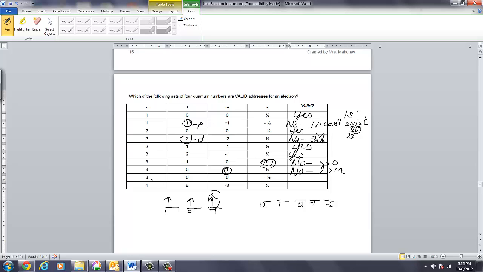Okay, let's look here. 3s, m is 0, which is good. This is down. This is fine. 1, okay, first energy level. We're trying to put a d at the first energy level. Then we're trying to give this a weird little m, because m should only be between plus or minus 2. This is wrong on many levels. No, this is not valid.